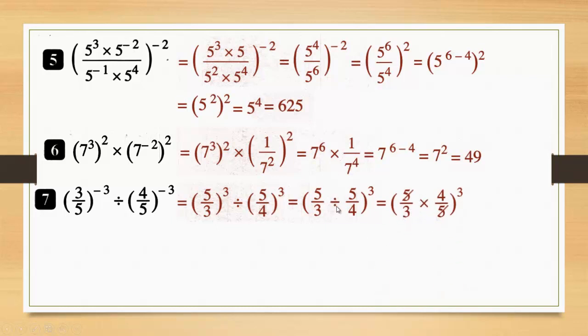We will change the sign of division to multiplication, and start putting the numerator in the place of the denominator. 5 over 3 times 4 over 5, we will simplify it. So the result equals 4 over 3, all power 3, that means 4 power 3 over 3 power 3, which equals 64 over 27.